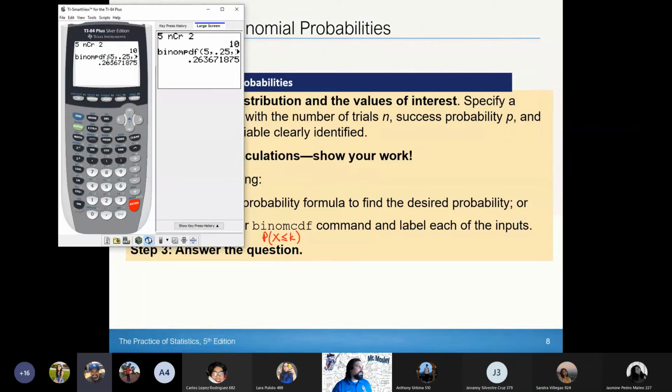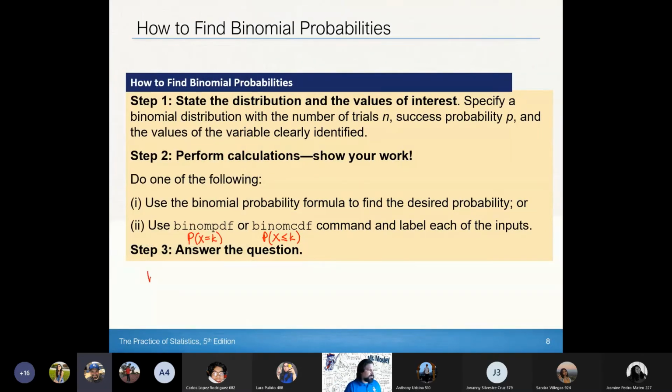So right here, what we see in parentheses is what they're saying to label each of the inputs. So if you're going to use technology and you're going to use the binomial PDF function, you'll write n, p, then k. This is what they would want you to write, showing that you used the calculator and set it up properly, and then you'd have your answer.